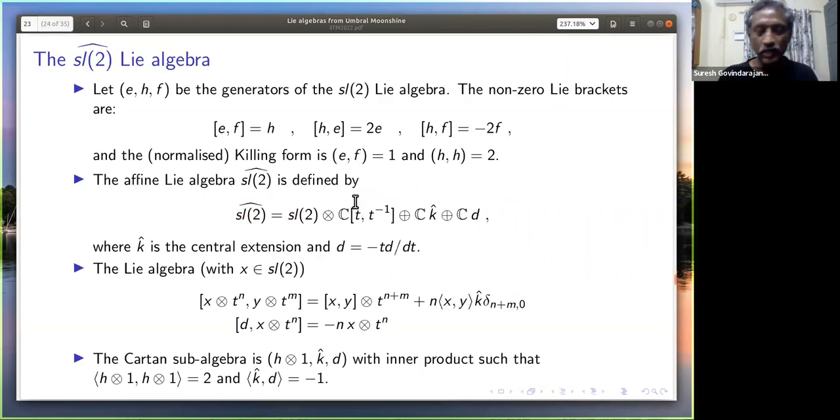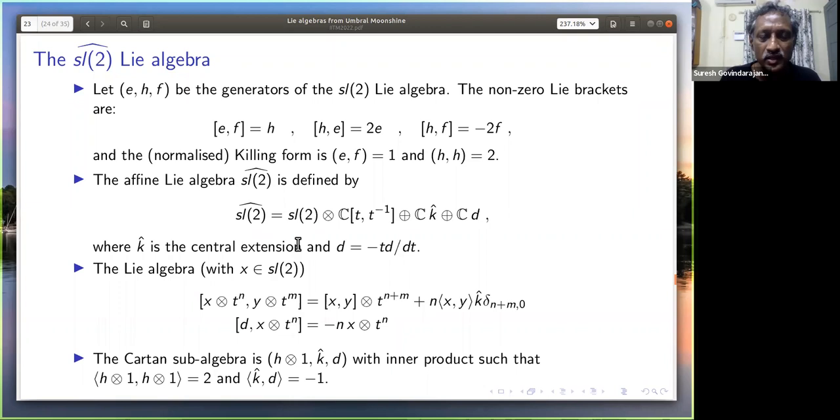Okay. So let me just start with the SL2 hat or SU2 hat Lie algebra. It just has three generators: J plus, J minus and H. So [E,F] gives you H. [H,E] is 2E, [H,F] is minus 2F. This is the maths notation, no i, nothing. And the normalized Killing form is (E,F) equal to 1, and (H,H) equal to 2. So this has three generators.